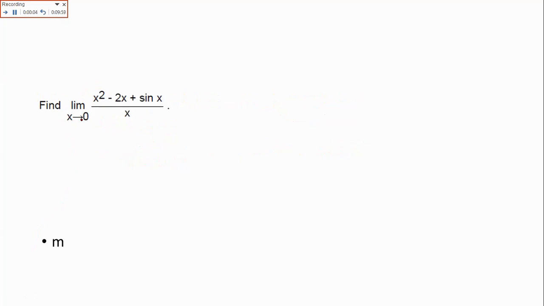Find the limit as x goes to 0 of these two functions. You can see that this is two functions, so you have to split them into two functions. This could be x squared minus 2x over x, and then plus sine x over x. And then you take the limit of each separately, limit as x goes to 0. So let's take a look at this first limit.